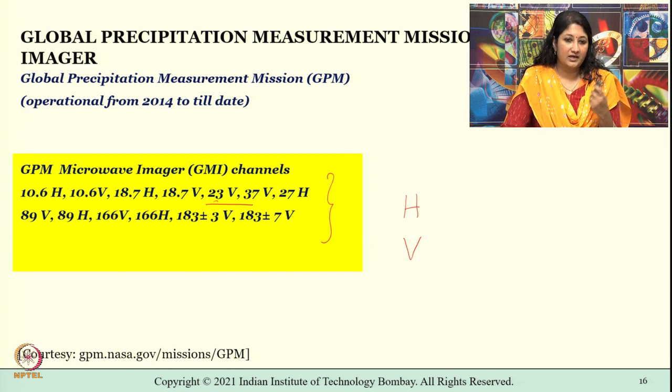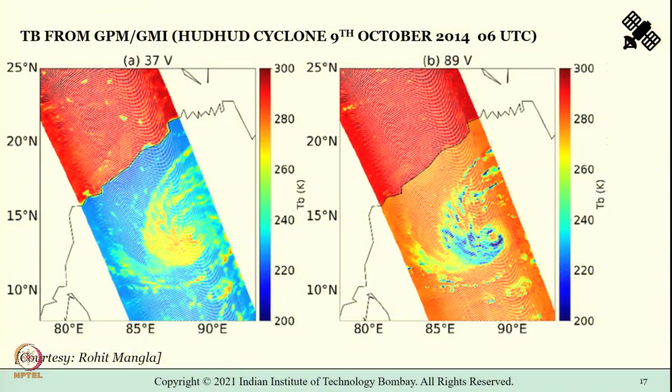Now I am curious to see how data from GMI would look. What you see in front of you is TB, that is microwave brightness temperature in Kelvin, from GPM GMI.